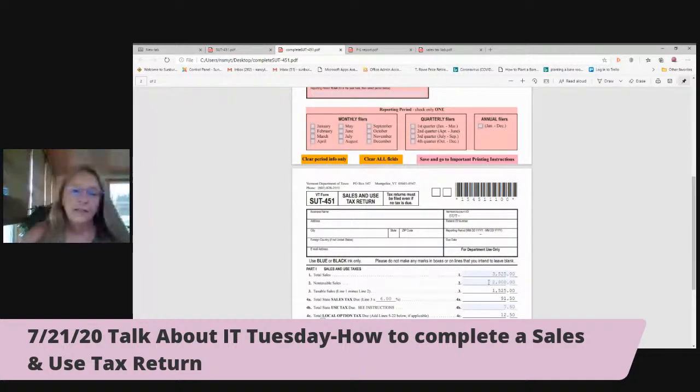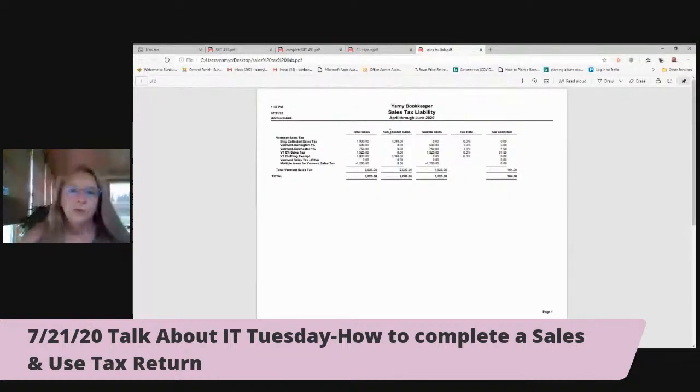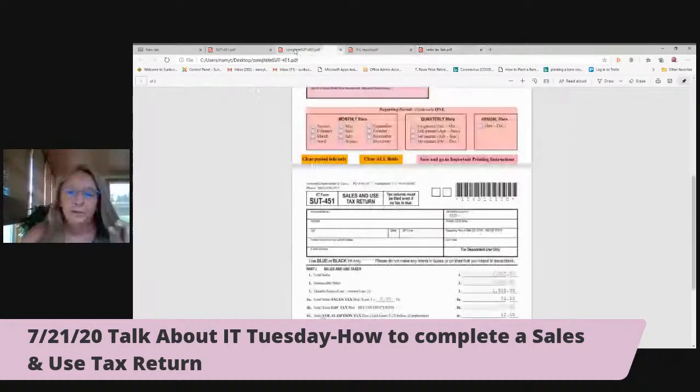Now I want to look at my non-taxable sales. So I'm going to come over here and look, and under non-taxable sales, I have a total of $2,000. So I'm going to pop back over here, and in non-taxable sales, I'm going to put in the $2,000.